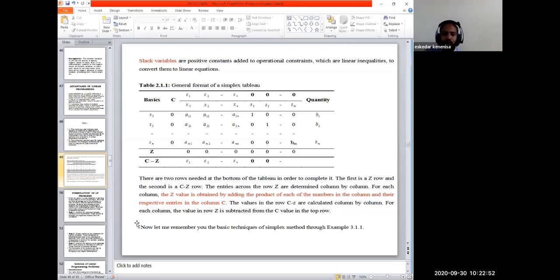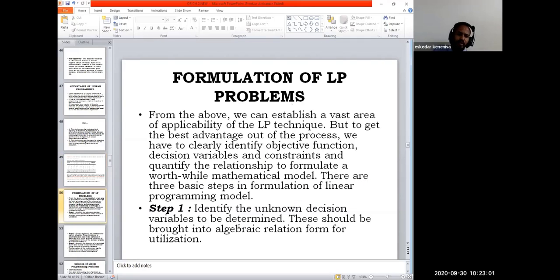So now let me remember the basic technique for the simplex method through an example. Again, how to formulate linear programming problems. There are steps we saw before on how to formulate, and we will return to that.